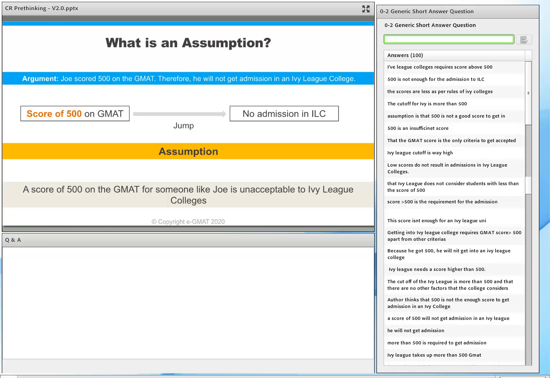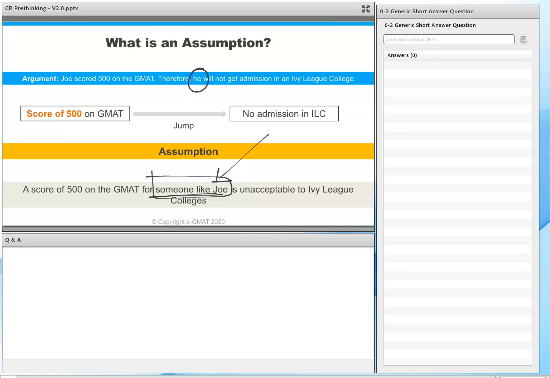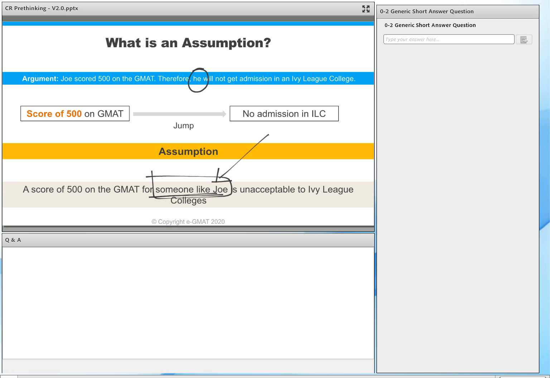The jump in logic that he made is that a score of 500 on the GMAT for someone like Joe is unacceptable to Ivy League colleges. This is probably the piece that many of you missed. Most of you did everything else barring this piece, and I think it's important for you to understand. Why is it that we talk about someone like Joe? Because in his conclusion, the author is saying that Joe will not get admission into an Ivy League college. The author is not saying that the Prince of Saudi Arabia will not get admission into an Ivy League college. He's saying Joe will not. So to safeguard ourselves, we put "someone like Joe" in the assumption over here. But other than that, you got the logic right. And this is what I say is the power of understanding the context or visualizing everything.